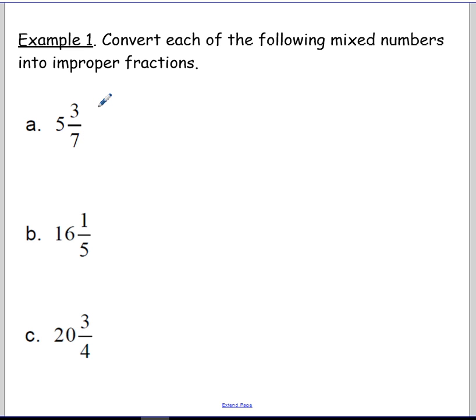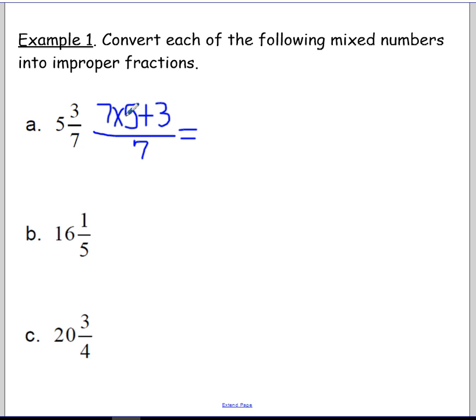So for step 1, we're going to take that denominator, 7, and we're going to multiply it by 5. And then we're going to add the numerator of 3 to that product. The product means just the answer to a multiplication problem. And then we're going to put that result over the original denominator in our mixed number, which is 7.